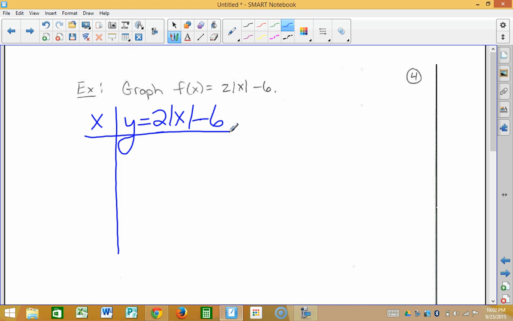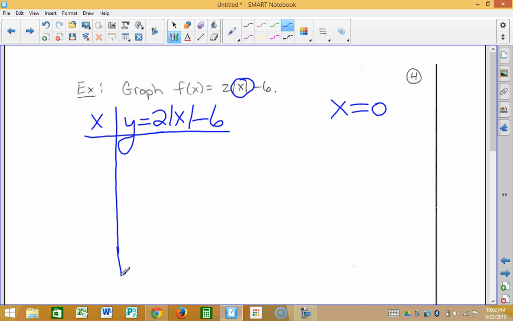Now, on a regular absolute value function, the point of the V was at 0. So how do we know where the point of the V is going to be for any absolute value function? Well, that's actually quite simple. To figure out where the point of the V is going to be, you take what is inside the absolute value, which is just x, and set it equal to 0. That tells you where it's going to be. So if it's just a plain old x inside the absolute value, the tip of the V is still going to be at 0.